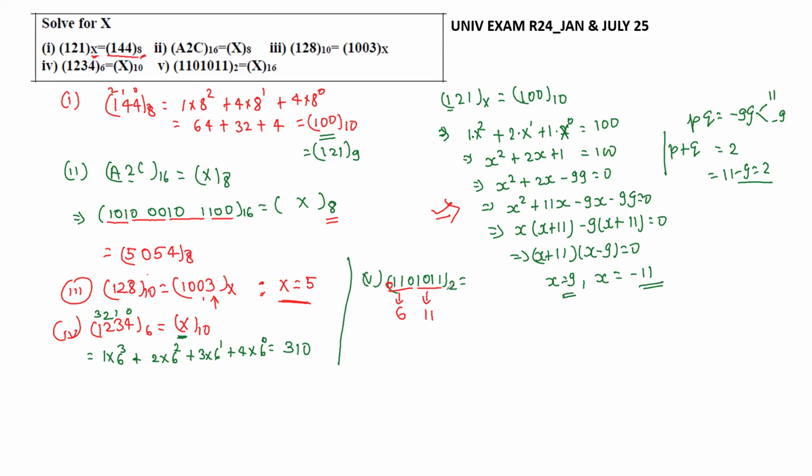And finally, this one is asking us in which basis? Say hexadecimal. So 11 we are not going to write in hexadecimal. So this 11 will be written as B. A is 10. Okay. So finally this will become how much? 6B. Base will be 16. Radix will be 16. Okay.